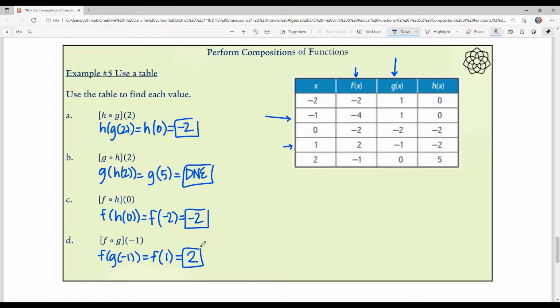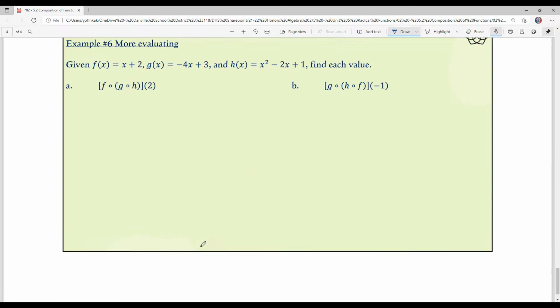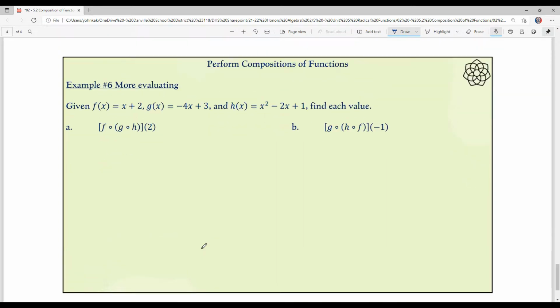All right, so let's kick it up a notch. And instead of composing just 2 functions, why not compose 3? So now we have f of x equals x plus 2, g of x equals negative 4x plus 3, and h of x equals x squared minus 2x plus 1. So now I need to find f circle g circle h of 2. Well, by definition, that's f of g of h of 2. We're just adding another layer.